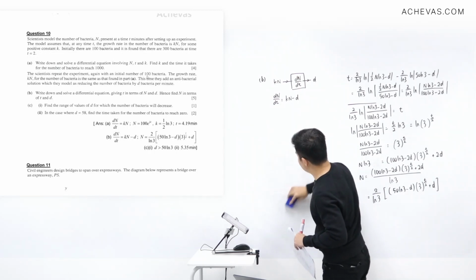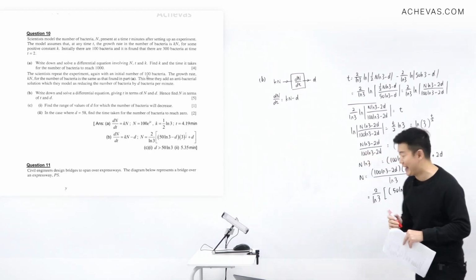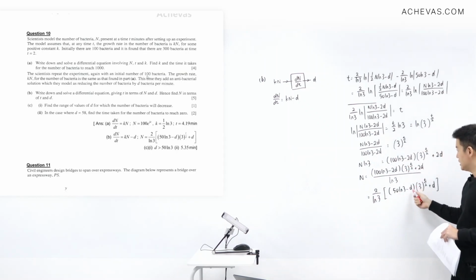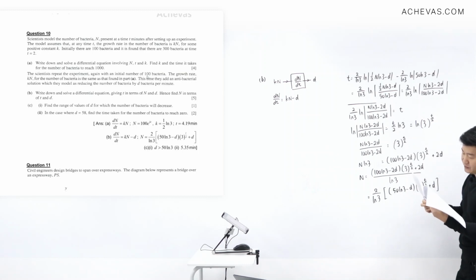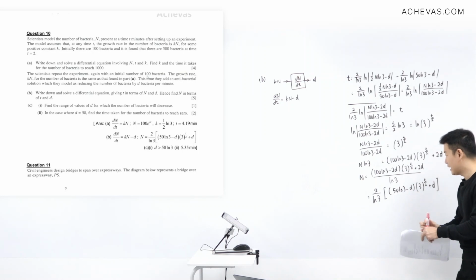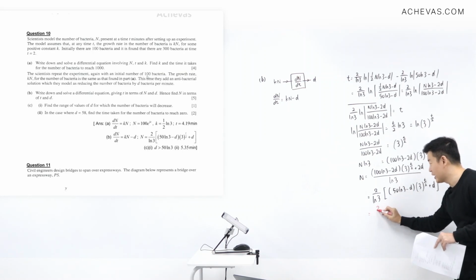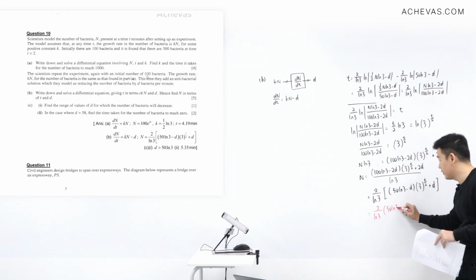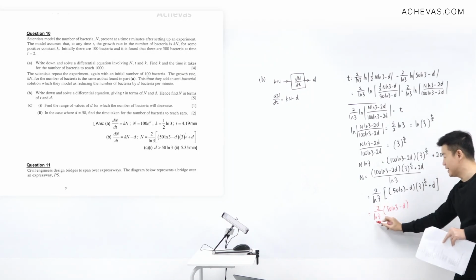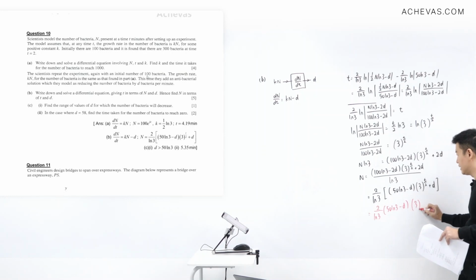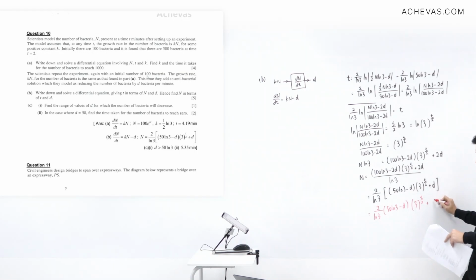Because the question did tell me to express n in terms of d and t. And in this last part here, d is actually given to me as a constant all along. Which means that if I were to expand this, I will get 2 over ln 3 multiplied by 50 ln 3 minus d. This is just a constant. Then this to the power of t over 2, plus this multiplied by this, so it's going to be 2d over ln 3.